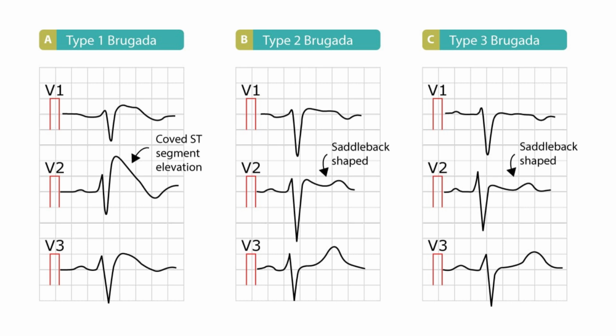Type 1 is characterized by the incomplete right bundle branch block pattern that you see in V1, V2, and V3, as well as the coved shaped ST segment elevation that you can see in the picture. Type 2 and 3 are very similar with the saddleback shaped ST elevation, 3 just being a little bit less prominent.